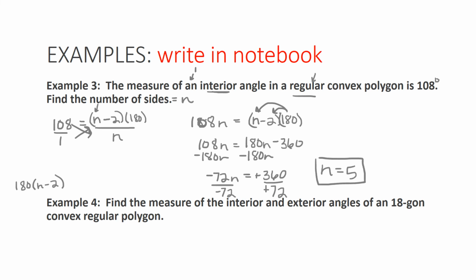So this tells me that I have 5 sides. When I have 5 sides in a regular convex polygon, every single angle inside that pentagon is going to be 108 degrees.